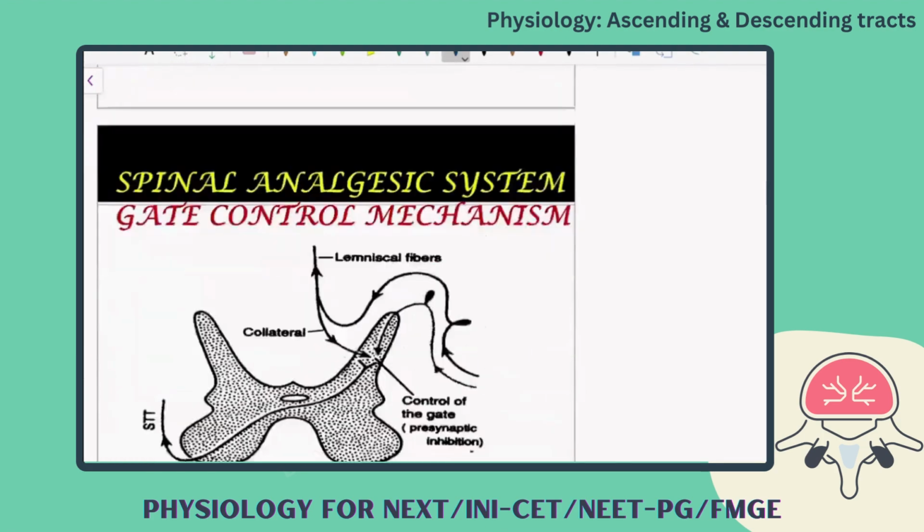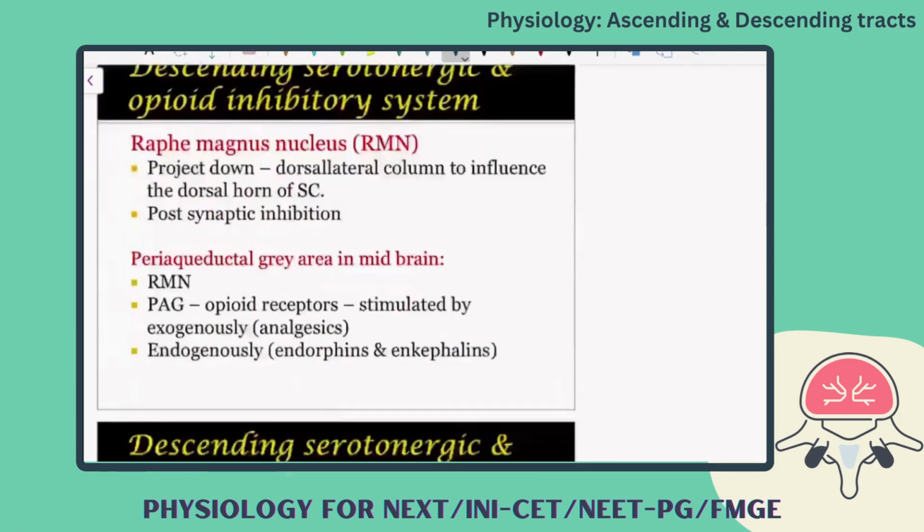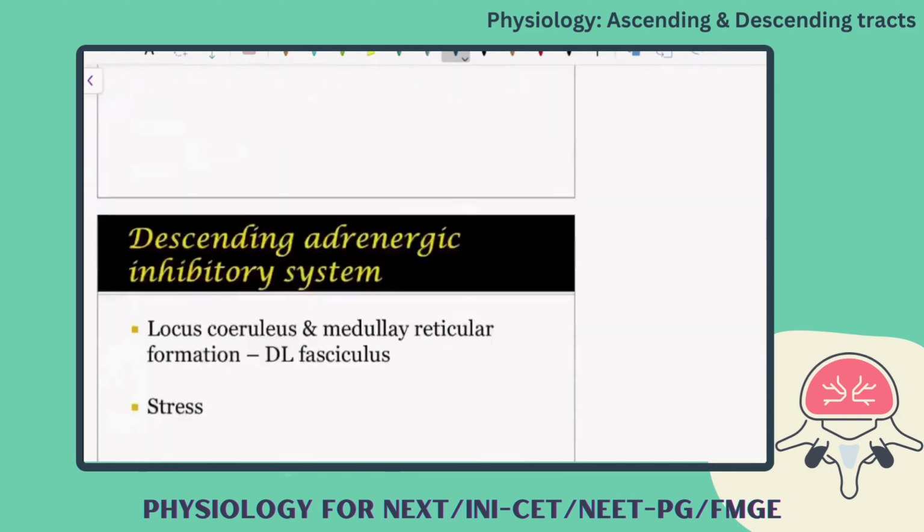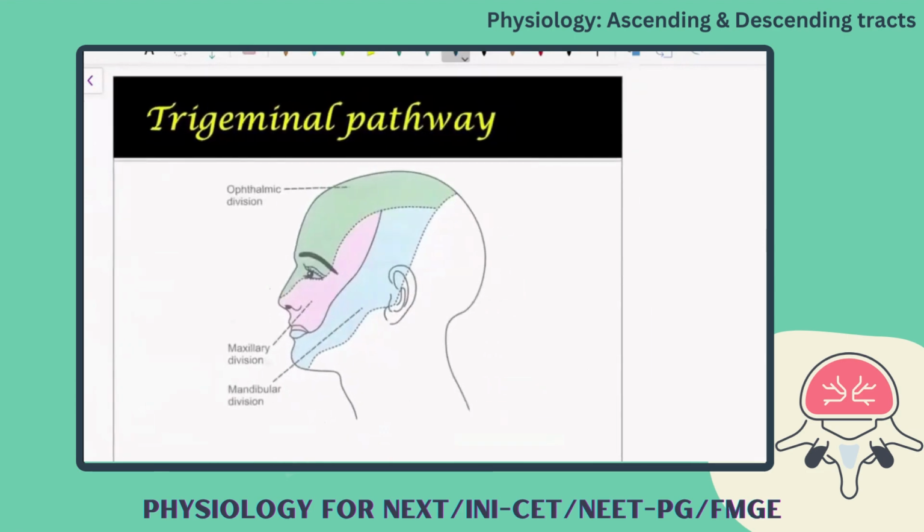And then the gate control mechanism, this is not needed for you people. And coming to the trigeminal pathway, we have seen the pain, temperature, sensation from the body parts. Specifically the pain sensation in the face is carried by the trigeminal pathway. How many divisions of trigeminal do we have? 3. What are they? Ophthalmic, maxillary, mandibular. V1, V2, V3. We will tell it in a short way. Okay.